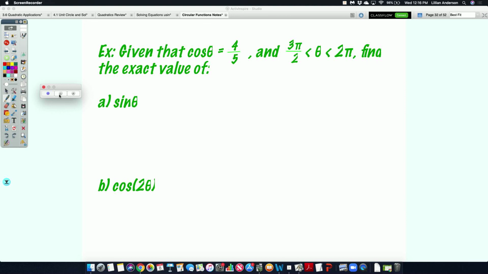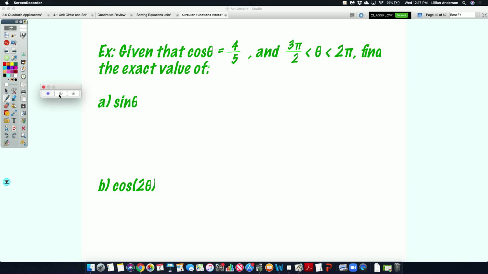All right, let's look at this one. We're given that cosine theta equals 4/5. And this time theta is in between 3 pi over 2 and 2 pi. So what quadrant is that? 3 pi over 2 to 2 pi? That's the fourth quadrant. So remember, the fourth quadrant is sine positive or negative?